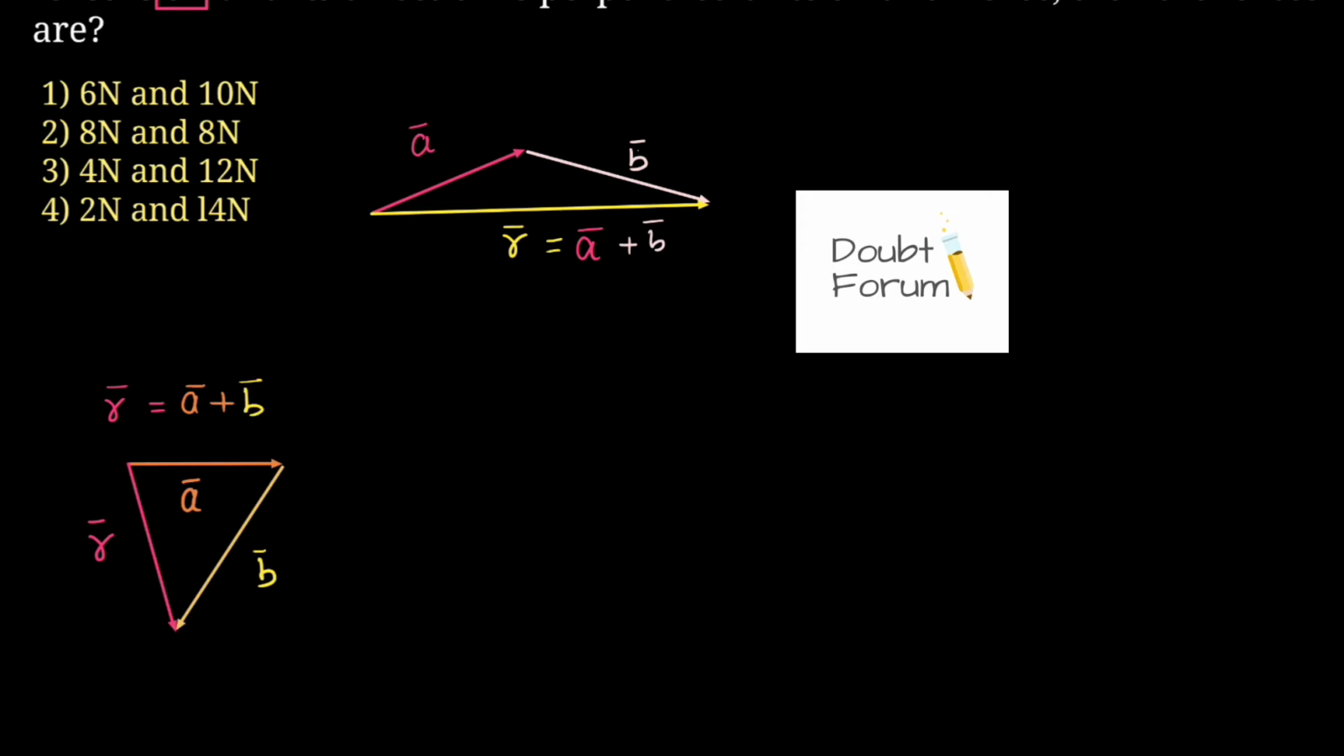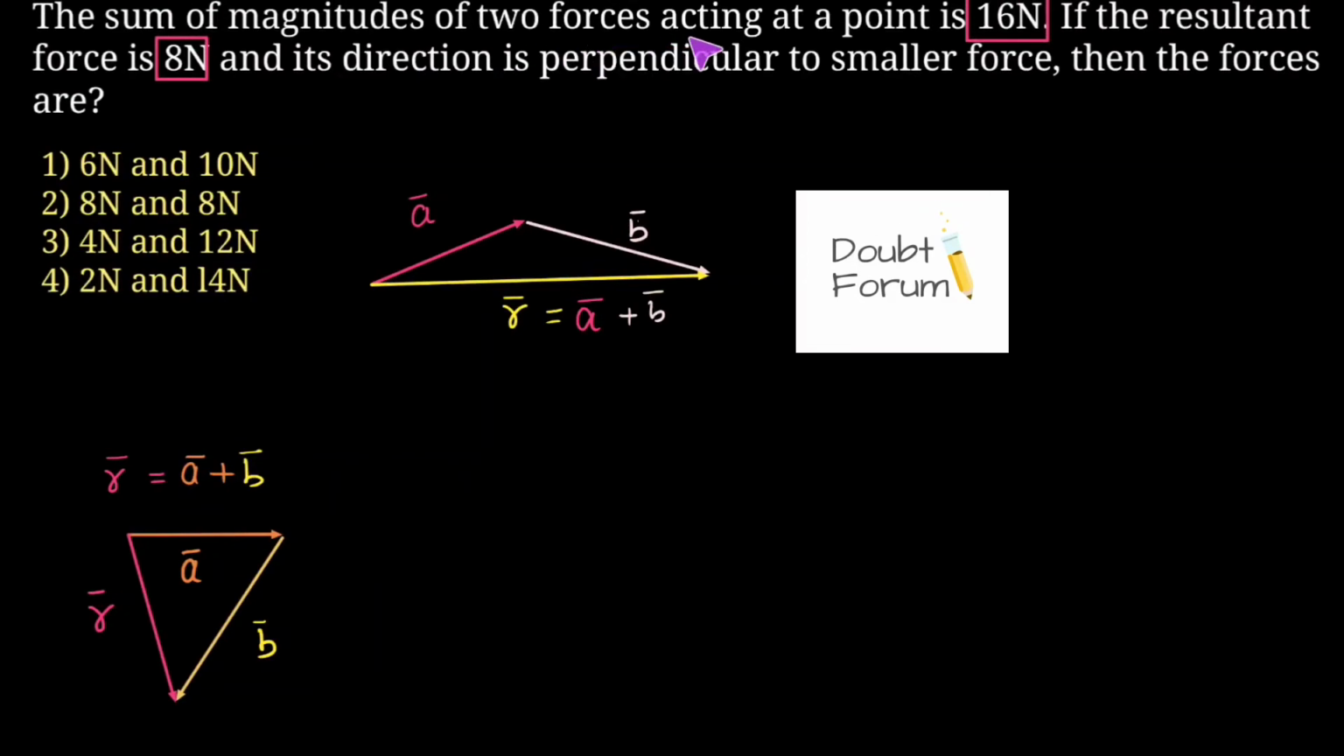Here in the question, it is mentioned that the sum of the magnitudes of two vectors acting at a point is 16 Newton. It means the magnitude of vector A plus the magnitude of vector B is 16. When we add the magnitudes of different vectors, it is the simple mathematical sum, like 2 plus 4 is 6 or 4 plus 4 is 8. Here direction does not matter. So the magnitude of vector A plus magnitude of vector B is equal to 16. This is the first condition given in the question.